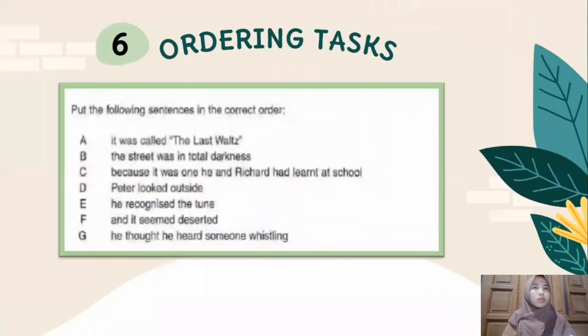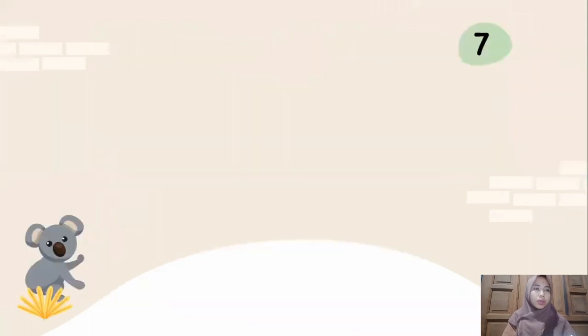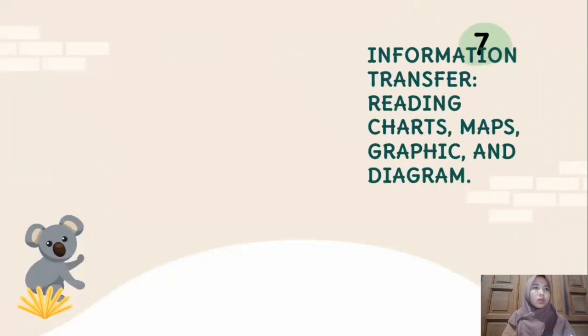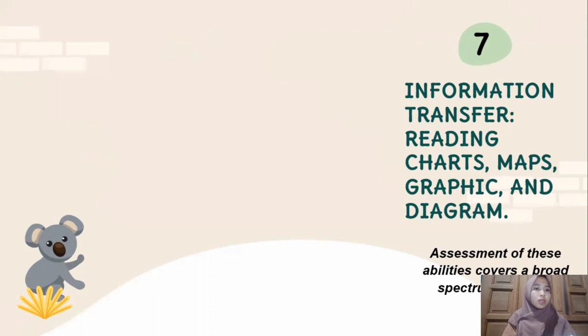This is the example of this task. And for assessing this task, if you are willing to place this procedure in the category of informal or informative assessment, you may consider the techniques useful. And the last one is information transfers, reading charts, maps, graphics, and diagrams. And for assessing this task, assessment of these abilities covers a broad spectrum of tasks, and this is the example of this task.